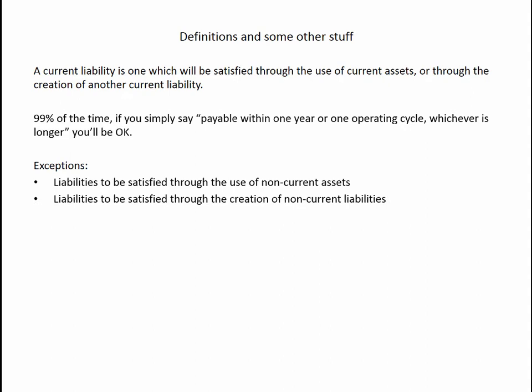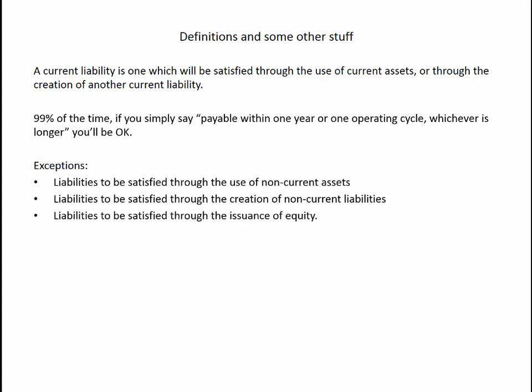Similarly, liabilities to be satisfied through the creation of non-current liabilities. A good example from your own life might be if you've got a 1-year adjustable rate mortgage. Theoretically it's to be paid off within 1 year, which would mean it would be a current liability. If you show the ability and intent to refinance it with a long-term liability, then you can go ahead and classify it as non-current.